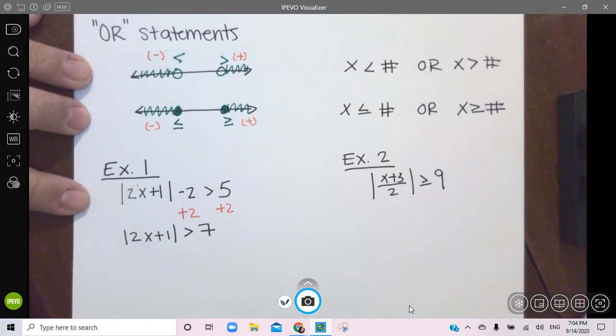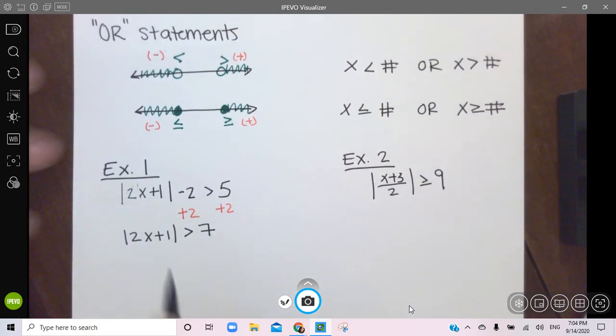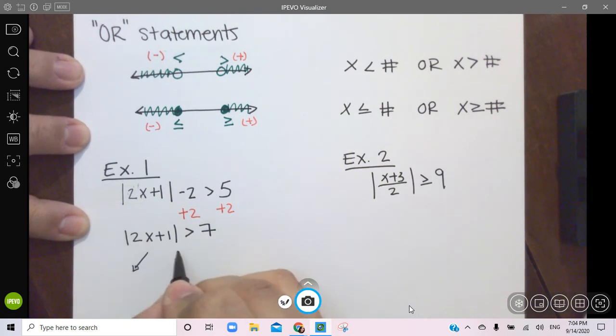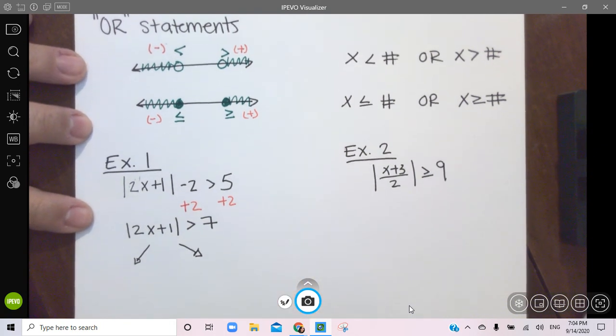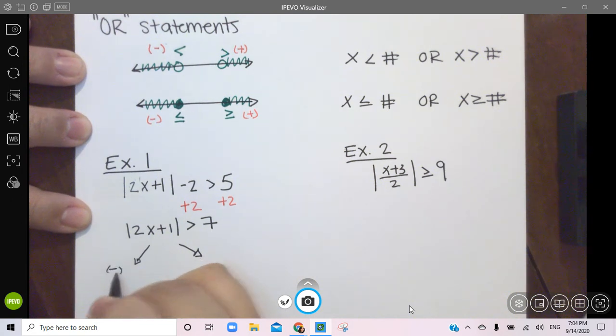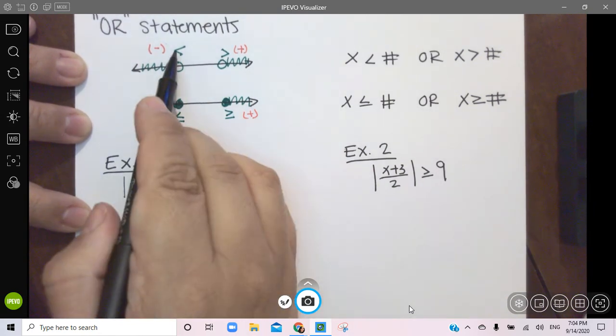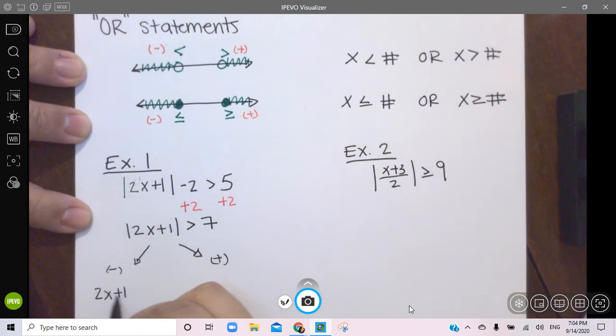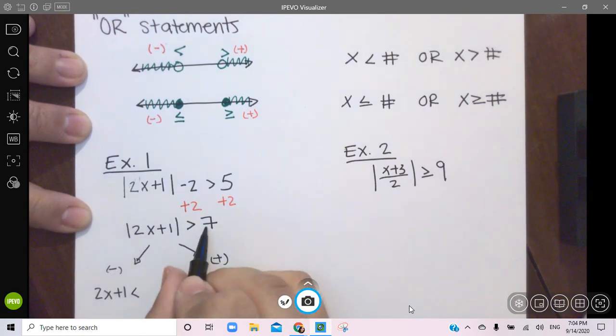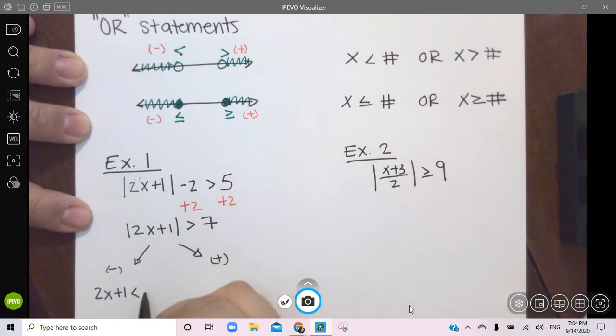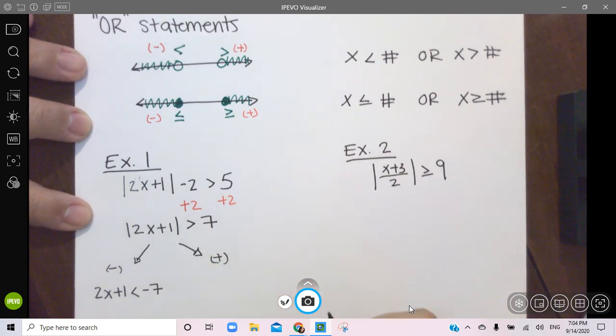Like I said, we're going to split off into two branches, one negative and one positive. So I'm going to draw my arrows, and just so that you can see, I'm going to write my negative and the positive. I'm going to take what's inside of my absolute value and rewrite it: 2x plus 1. Since this is my negative side, I'm going to use the less than sign. So 2x plus 1 is less than, and then I'm going to take the opposite of 7, which is negative 7.